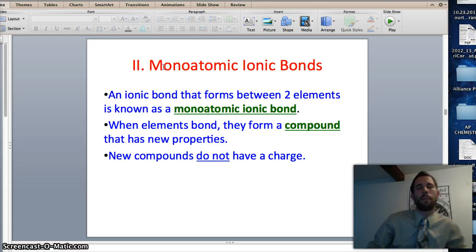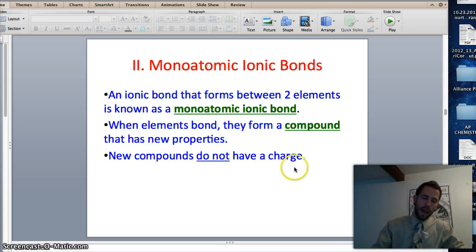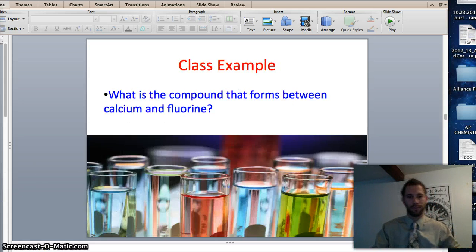So a little bit about monoatomic ionic bonds. An ionic bond that forms between only two elements, 1 and 1, mono, is known as a monoatomic ionic bond. When elements bond, they form something new. It's become an entirely new thing. We call this a compound. A compound has completely new properties, separate from the two initial elements that came together. And remember that new compounds do not ever have a charge. 0, they're neutral. So let's give this a shot.